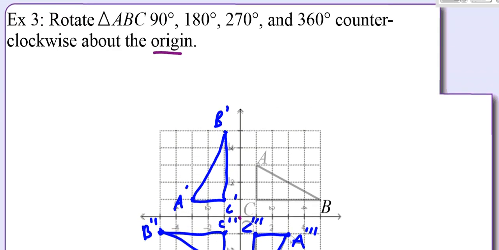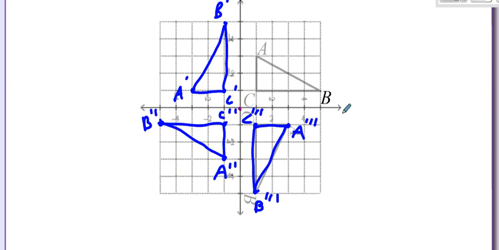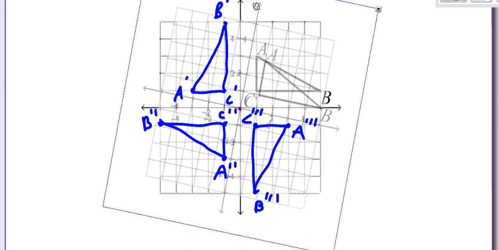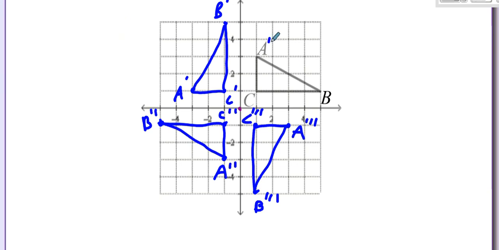Does it say 360 also? 360 is going to put you back where you started. Rotate it one more quarter turn, and you're right back where you started. So yeah, that would be like four primes. We're back where we started. So rotating around the origin, especially with some tracing paper, is pretty easy.